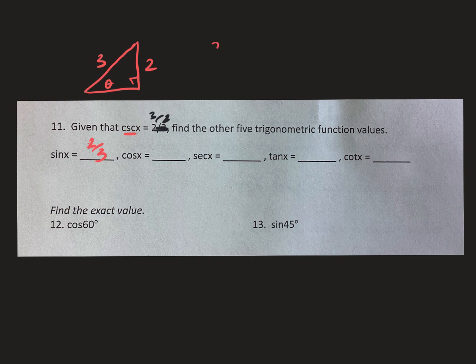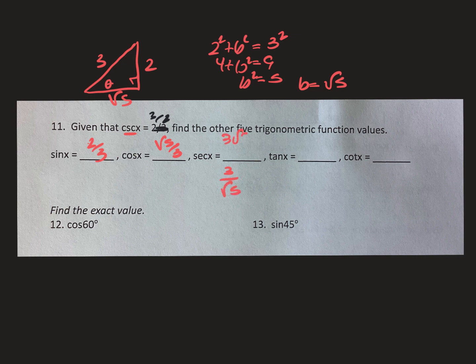So I'm going to go 2 squared plus b squared equals c squared, which is 4 plus b squared, which is 9. Move the 4 over. That's 5. Take the square root. You get the square root of 5. So the third side is the square root of 5. So cosine is adjacent over hypotenuse. Secant is the reciprocal of that, so I'm going to flip that. You cannot leave the square root on the bottom.